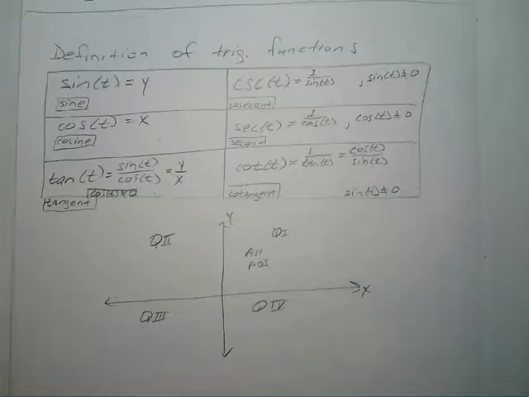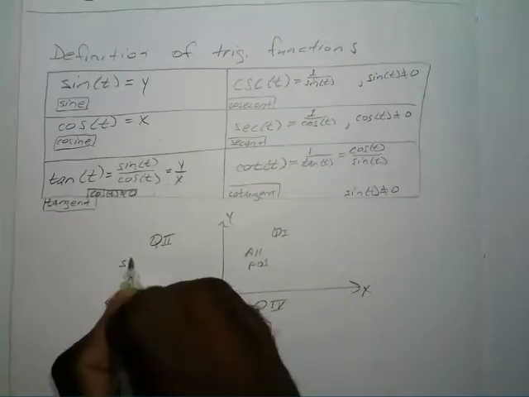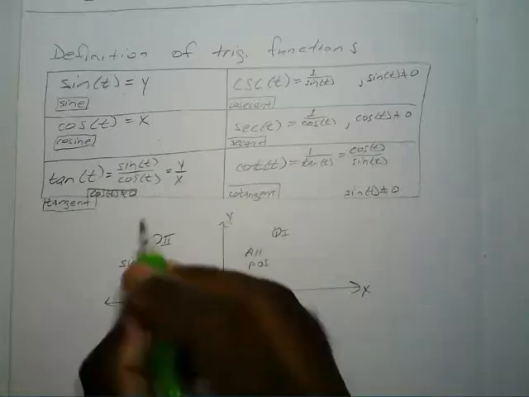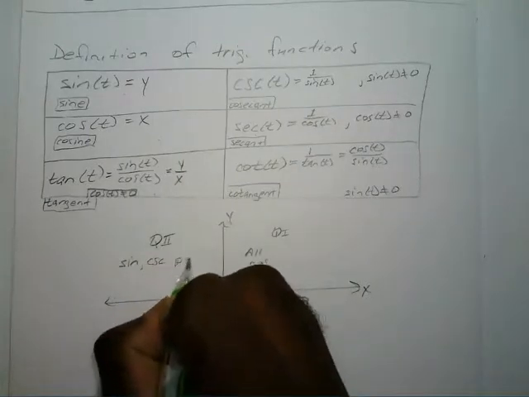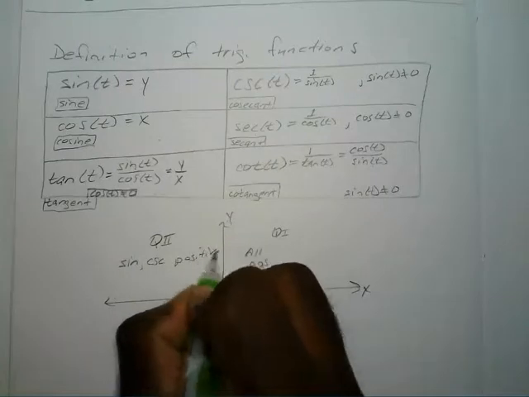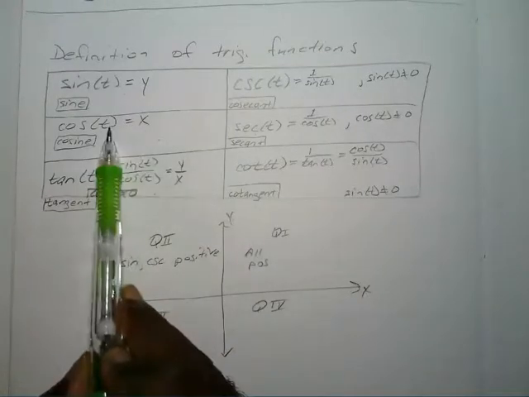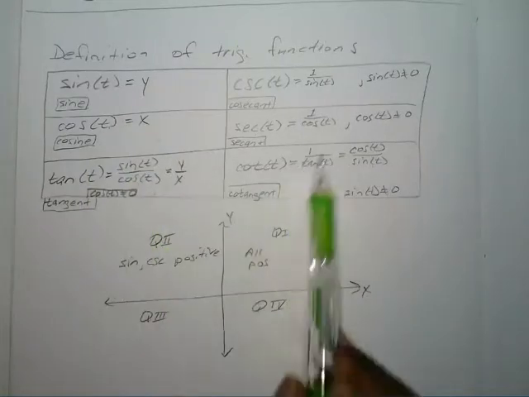In quadrant 2, remember, x is negative and y is positive. That means sine and cosecant are positive. Everything else is negative. Remember, x is negative in quadrant 2. So if x is negative, that means cosine is negative, tangent is negative, cotangent is negative, and secant is negative.